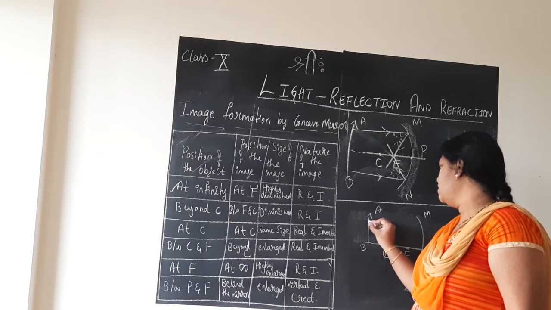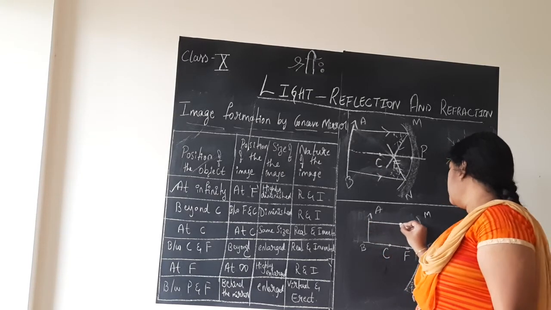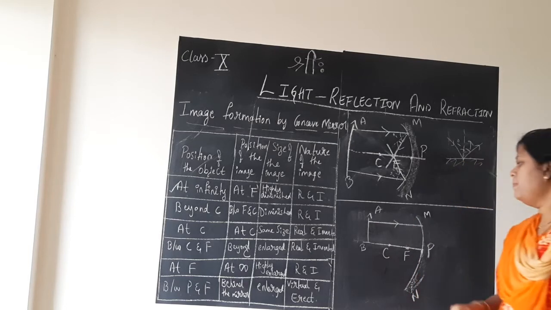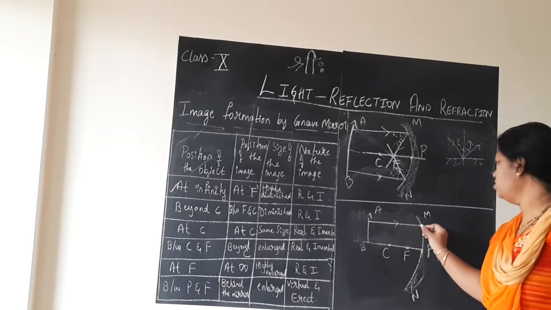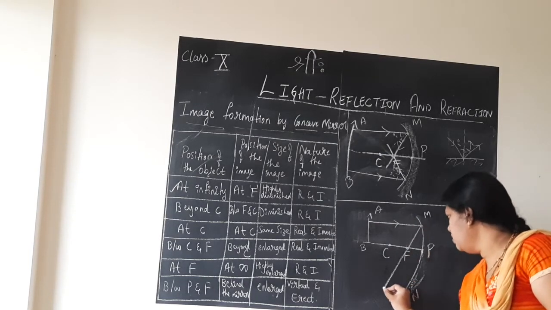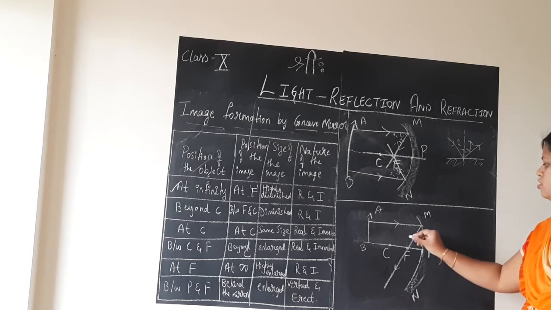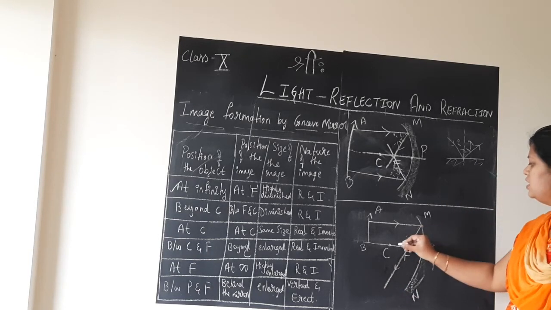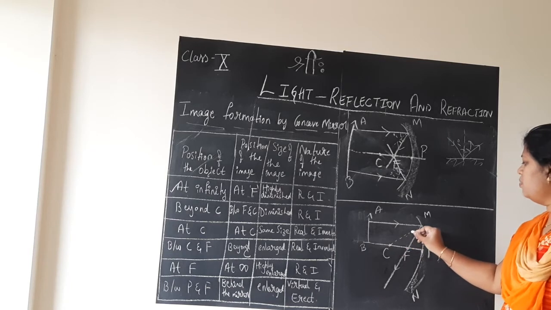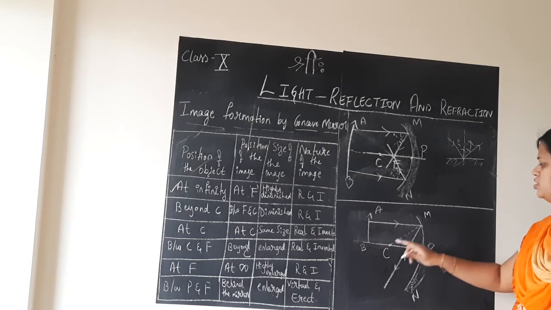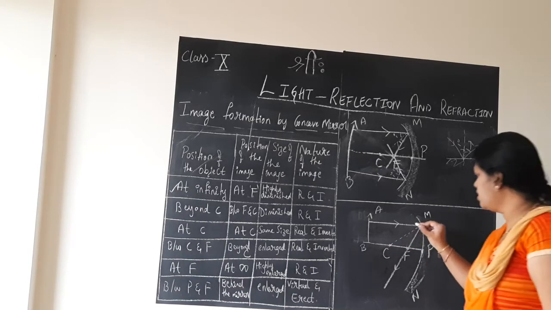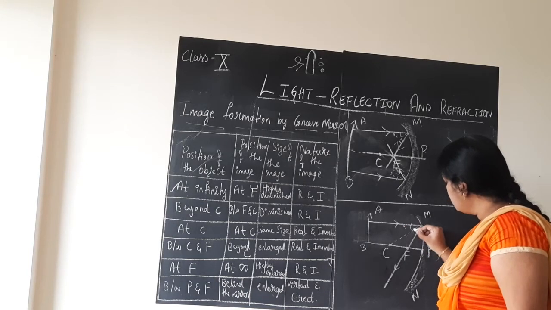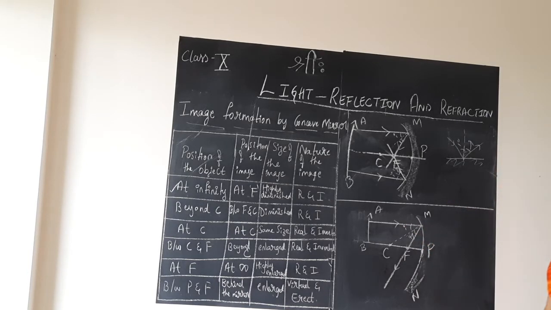First ray: I will draw a ray of light which is parallel to the principal axis, so that after reflection it will pass through the principal focus of the mirror. Now draw the normal ray. This normal ray, the dotted line you draw, should always touch C, the center of curvature. Keep that in mind. Angle of incidence, angle of reflection.